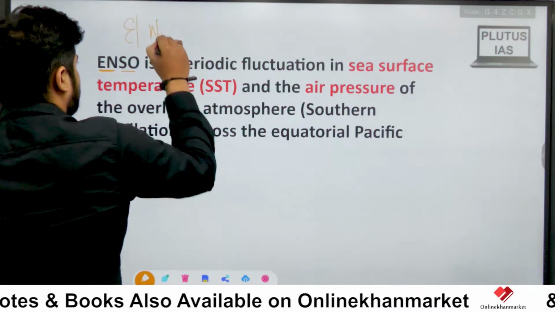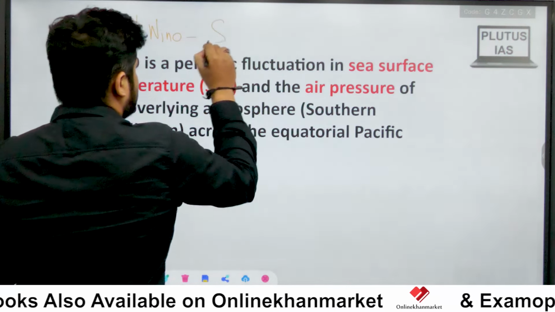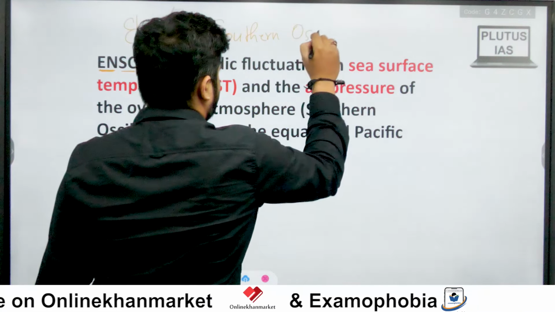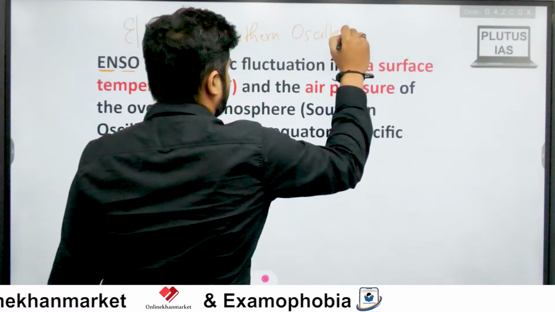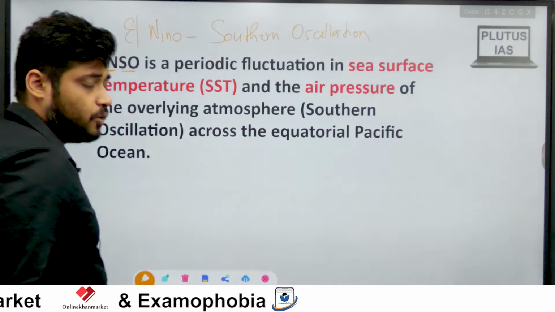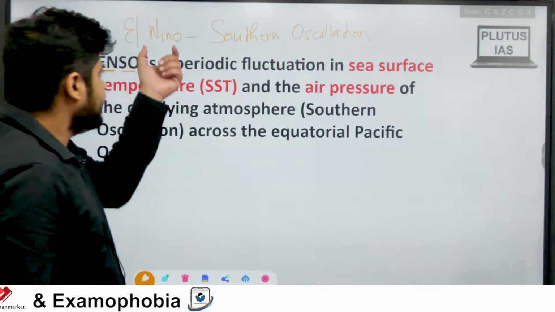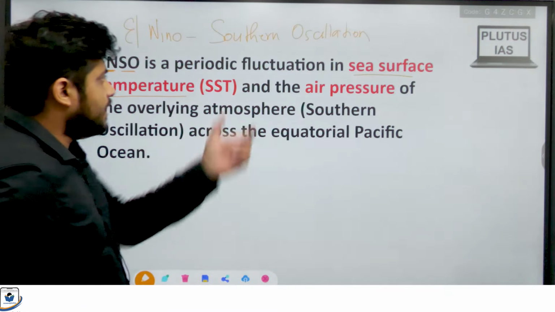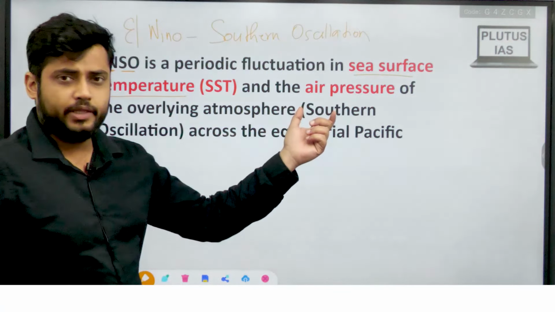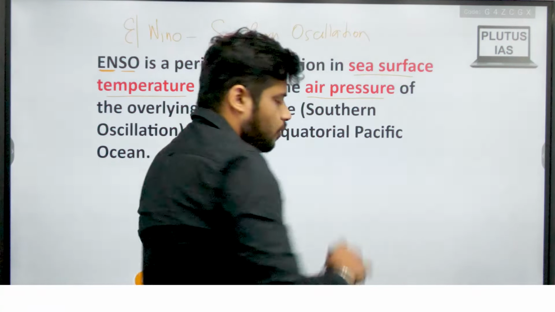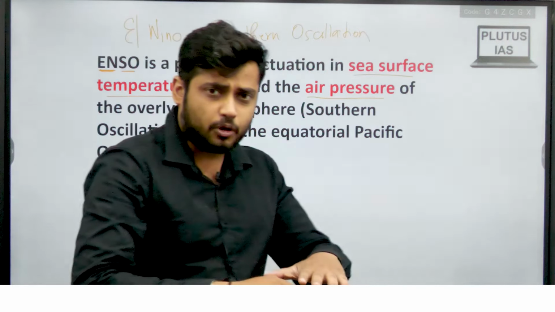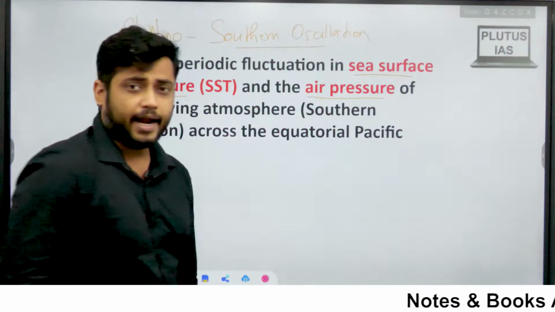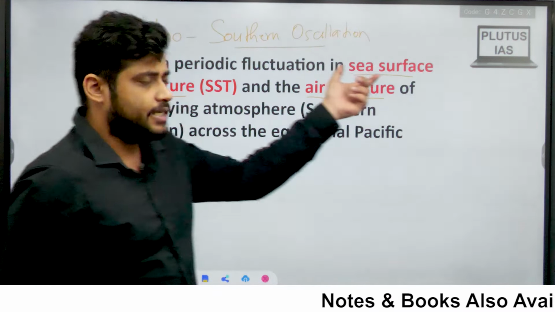El Nino and Southern Oscillation. El Nino is related to sea surface temperature and Southern Oscillation is related to the air pressure over the surface. The atmospheric pressure just above the surface is related to the Southern Oscillation, and El Nino is related to the sea surface temperature.